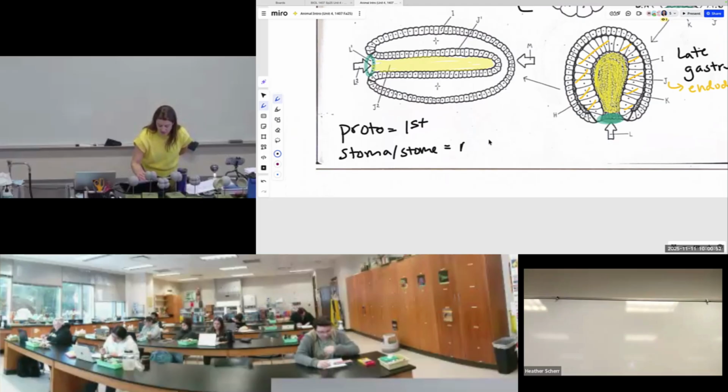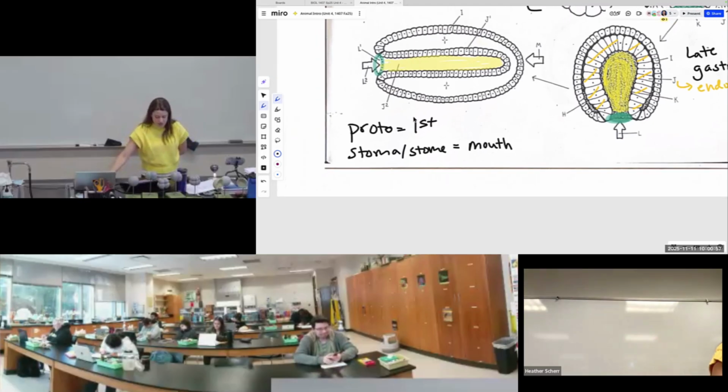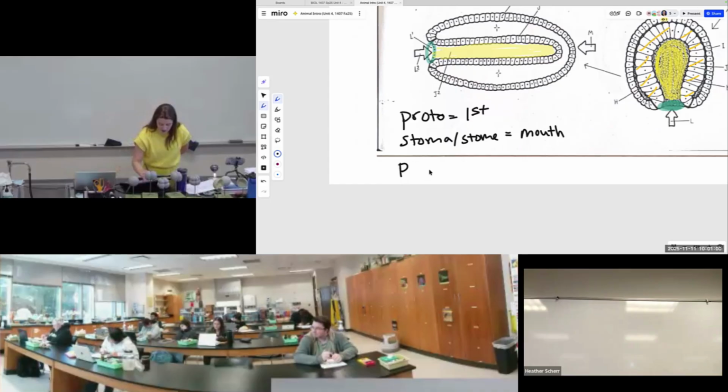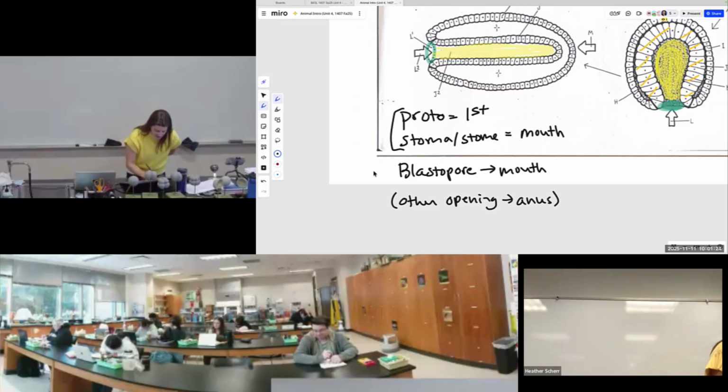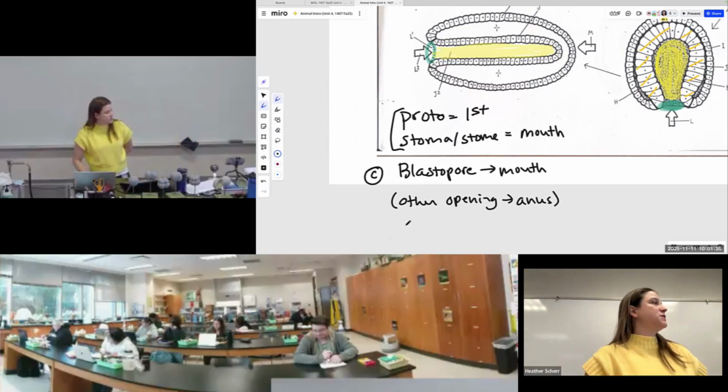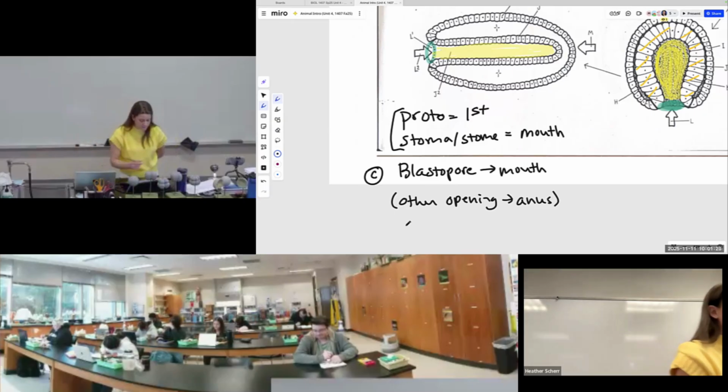Is going to be mouth. So this means that the first opening turns into the mouth. So essentially we've got the blastopore becomes the mouth, and the other end becomes the anus. So it does end up having a mouth and an anus, but this is where the name protostomy comes from. Blastopore turns into the mouth. That's letter C. So that's another difference between protostomy and deuterostomy.